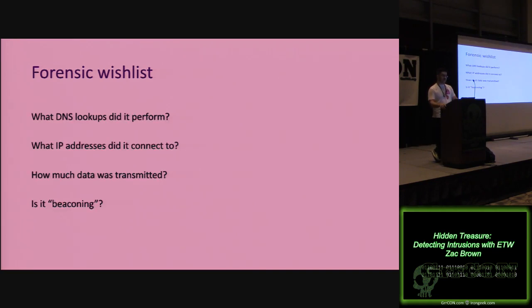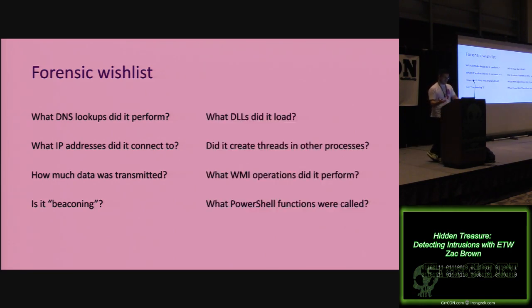And so starting with networking, it'd be really nice to know what DNS lookups it performed, what IP addresses it connected to, how much data it transmitted to those IP addresses, and whether or not it was beaconing, right, talking to a C2. On the more behavioral side, it's really interesting to know what DLLs it loaded, right? Did it load the PowerShell automation DLL? Did it create threads in other processes? What WMI operations it performed, and whether or not PowerShell functions were called by that process, whether through injection or not.